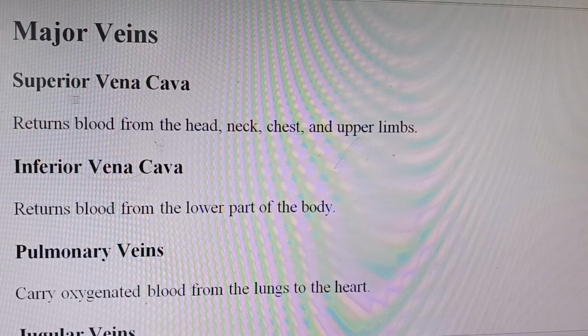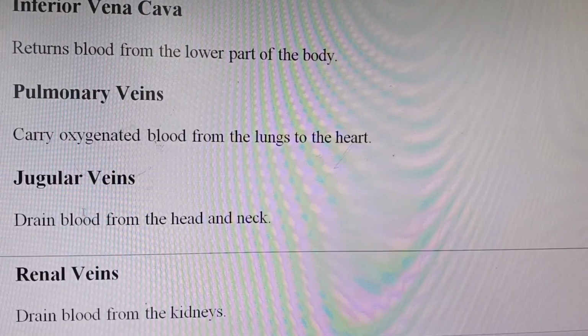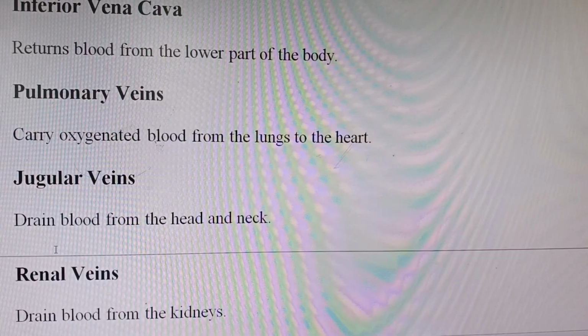So first one is superior vena cava. It brings deoxygenated blood from head, neck, chest and upper limbs and pours into the heart in the right atrium. Next one is inferior vena cava, brings blood from lower parts of the body and pours into the right atrium of the heart. Next one is jugular veins. Jugular veins bring deoxygenated blood from head and neck and pour into the right atrium of the heart.